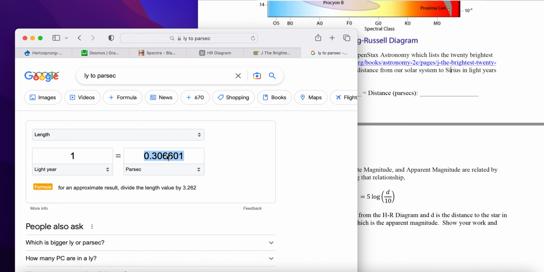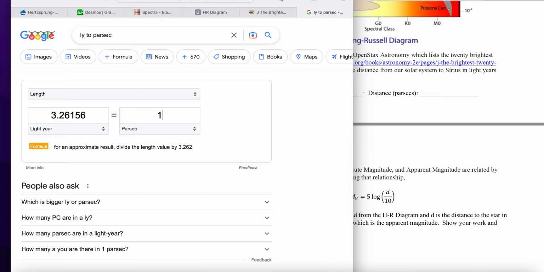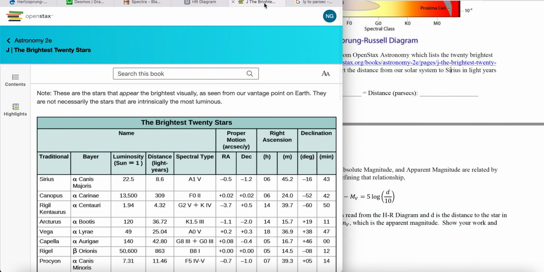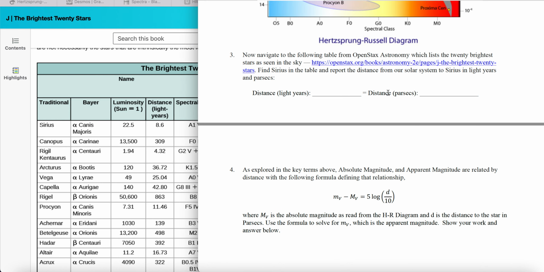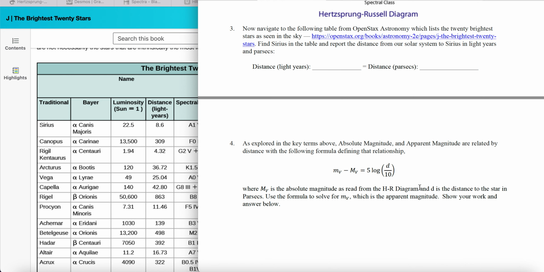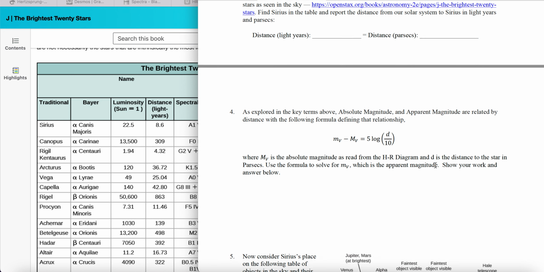Or another good way is to find out how long 1 parsec is. It's 3.26 light years. So whatever you read off from the table, going back over here, for the distance to Sirius in light years, which you can just directly report, you also want that distance in parsecs. Why? Because that's the distance you need in the very next formula.